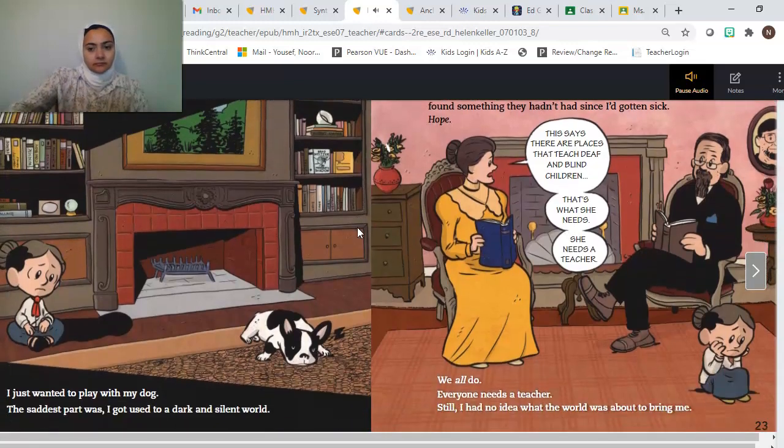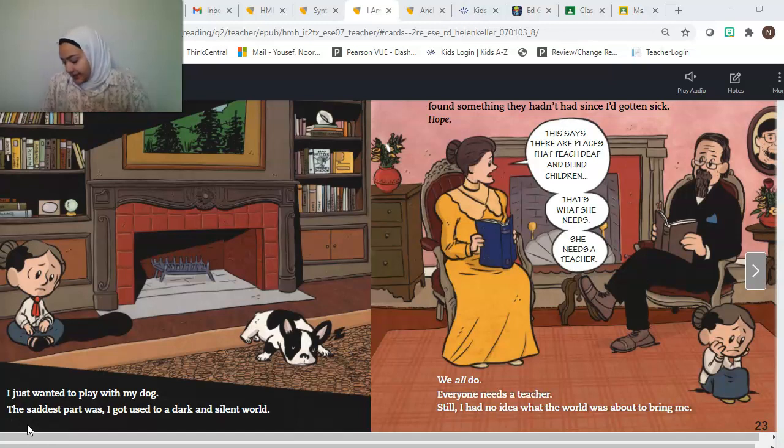This says there are places that teach deaf and blind children. That's what she needs. She needs a teacher. We all do. Everyone needs a teacher. Still, I had no idea what the world was about to bring me.